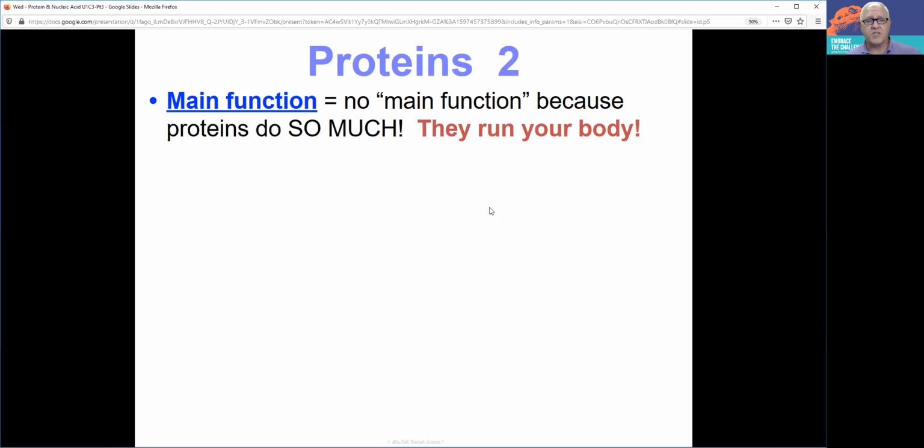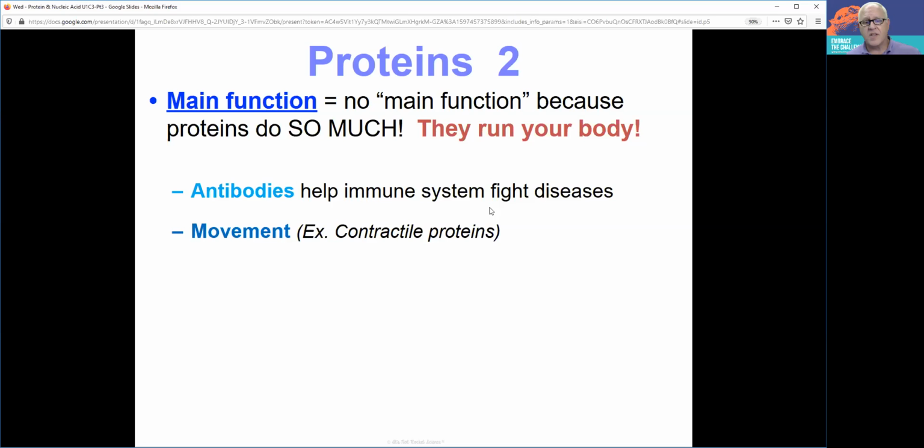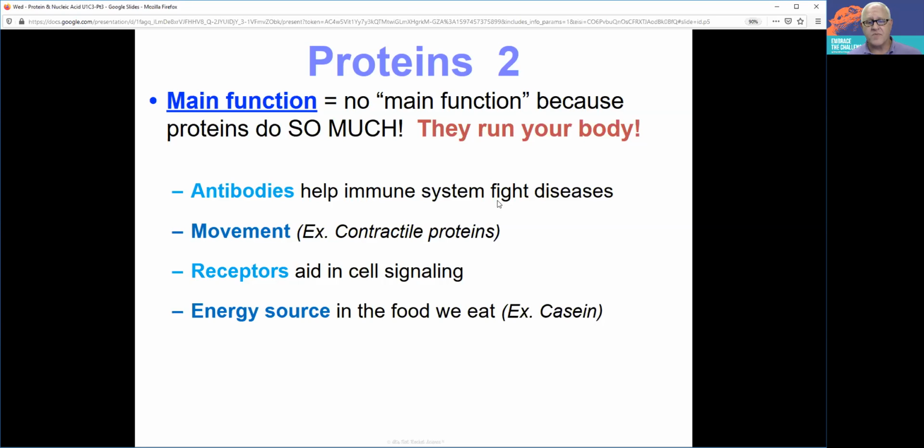Some other functions are they help the immune system fight diseases with antibodies. They are part of the contractile proteins, which aid in the movement. Every time a muscle contracts and expands, it's because of a protein. They're also involved in the receptors, and they aid in cell signaling between the cell functions and the parts inside the organelles. So these proteins have so many functions in our body.